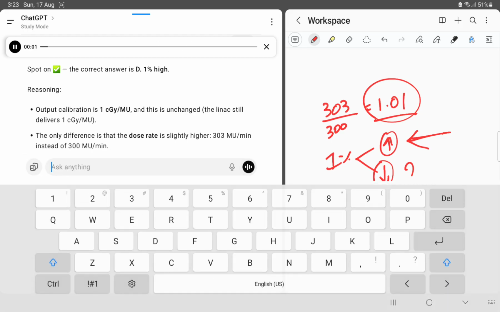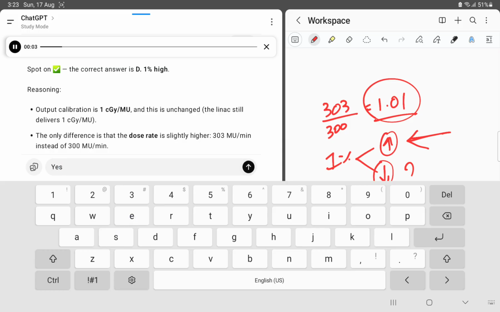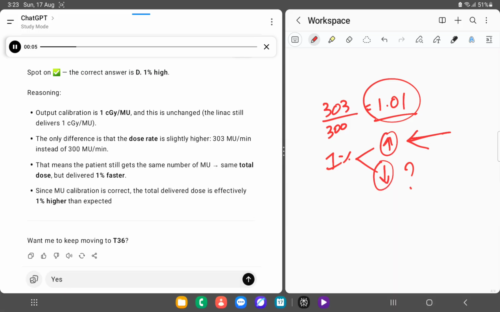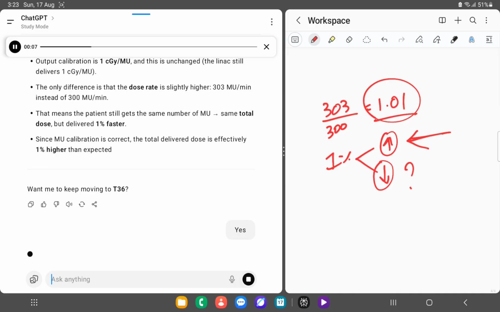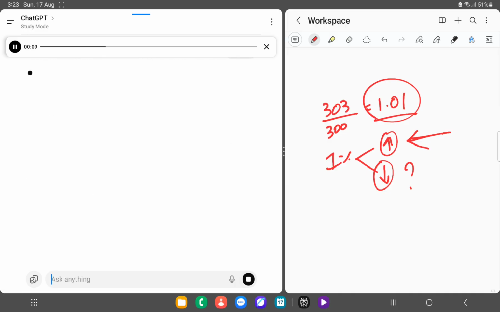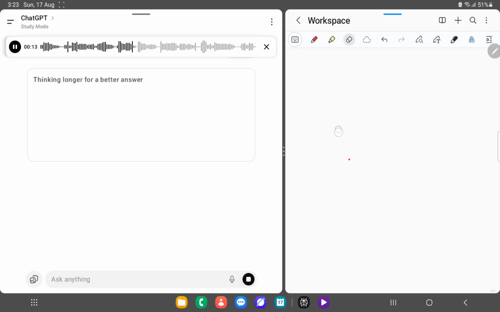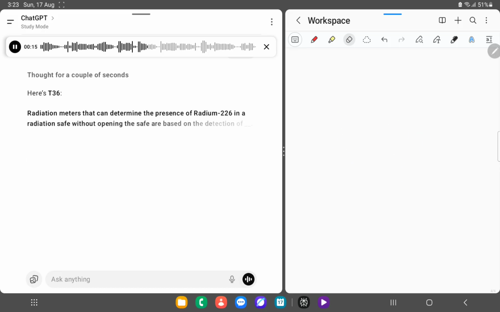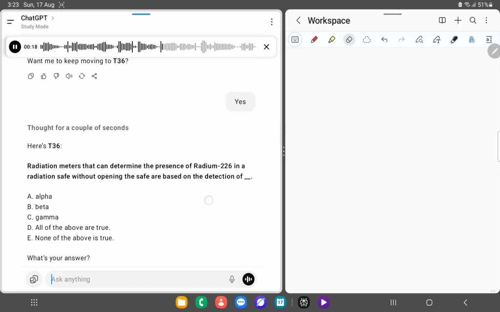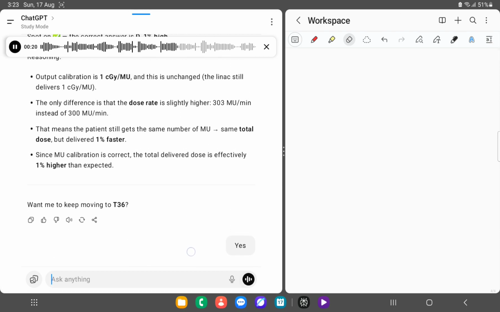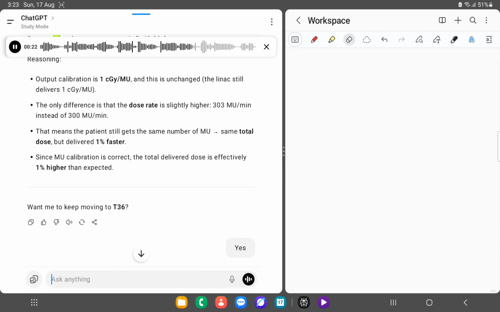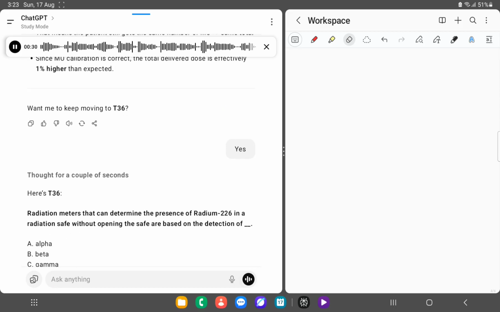Spot on. The correct answer is D, 1% high. Reasoning: output calibration is 1 cGy per MU, and this is unchanged. The linac still delivers 1 cGy per MU. The only difference is that the dose rate is slightly higher, 303 MU per minute instead of 300 MU per minute. That means the patient still gets the same number of MU, the same total dose, but delivered 1% faster. Since MU calibration is correct, the total delivered dose is effectively 1% higher than expected. Want me to keep moving to T36?